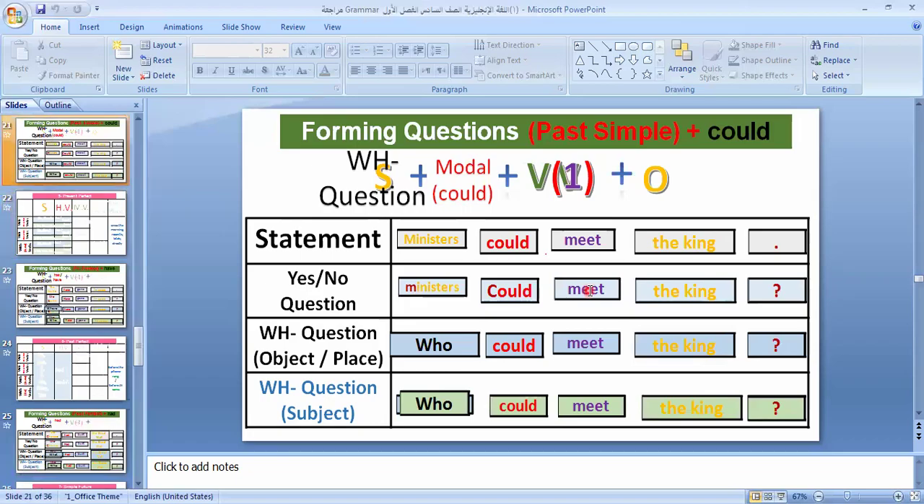Okay, I stop here today. Next class I continue the rest of the tenses.